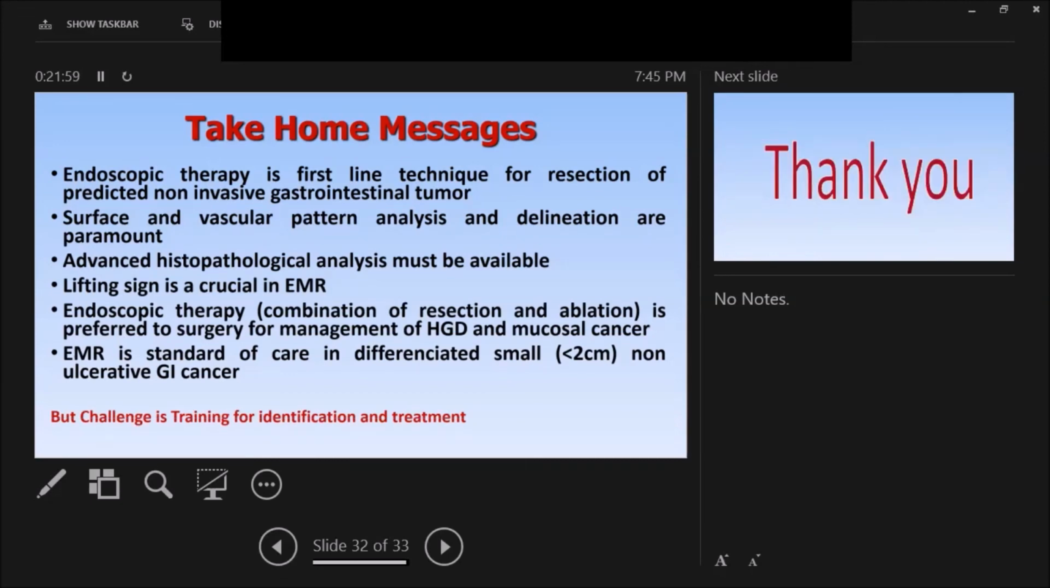But actually the challenge is in the training for identification and treatment.